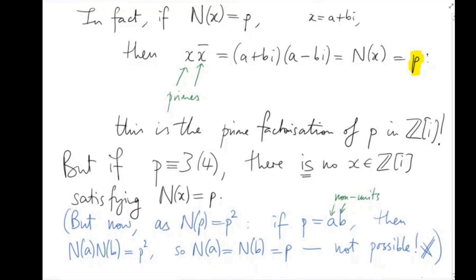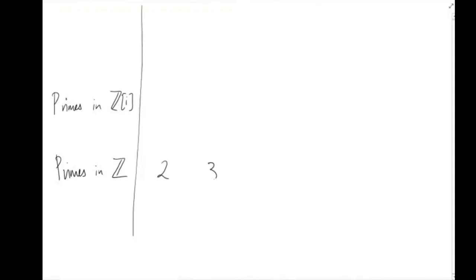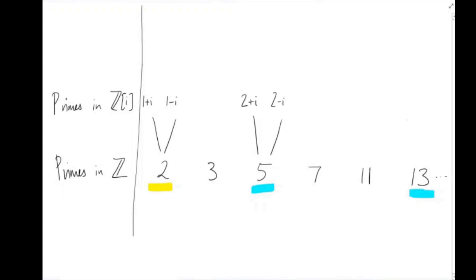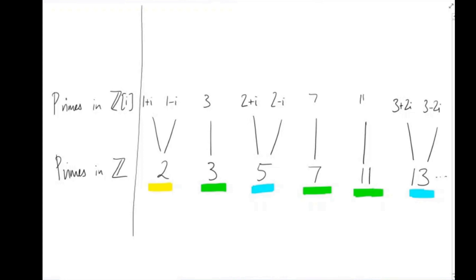Okay, so let's draw a diagram of how primes in Z factorize as primes in Z[i]. We have 2 factorizing into 1 plus i times 1 minus i. We have the primes that are 1 mod 4, so 5, 13, 17, 29, and so on, factorizing according to however they can be written as sums of two squares. And we have the primes that are 3 mod 4, which don't change when we pass from Z to Z[i].